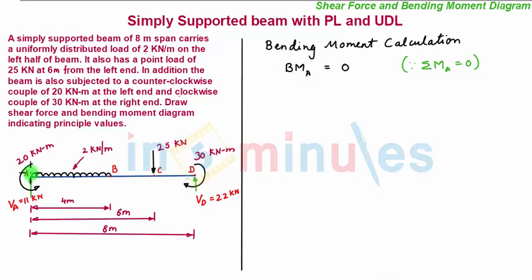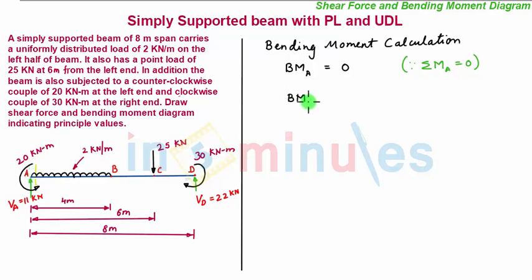Now since at point A a couple is acting, and we have already discussed that when a couple acts, we determine the bending moment at 2 points, one at the left hand side of section and other at the right hand side. Now since on the left hand side there is no beam, we consider a section towards the right hand side of point A.